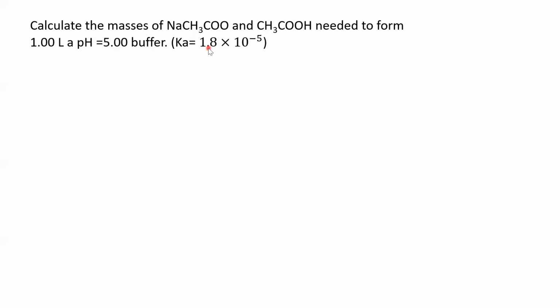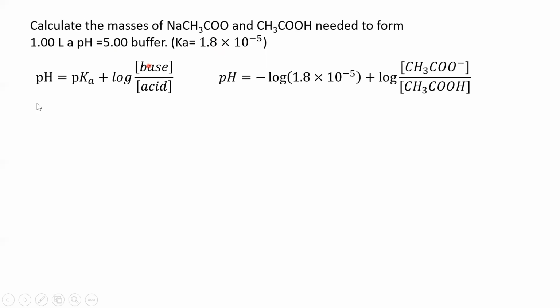All right, we're going to do the same kind of thing. We're going to use our Henderson-Hasselbalch equation. We're given the pH that we're looking for. We're given the Ka so we can calculate the pKa. So pH equals pKa plus the log of our base over our acid. pKa is calculated by taking the negative log of the Ka value, equals the concentration of our base, which is the acetate ion, over our acid, which is acetic acid. Well, we know what pH we want. We want a 5.00 pH buffer solution.